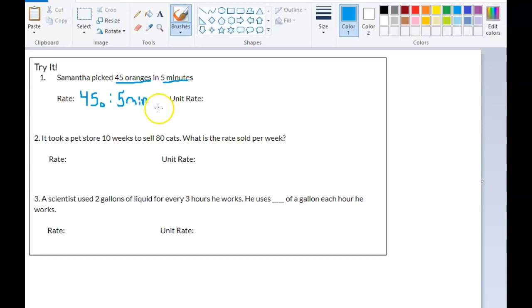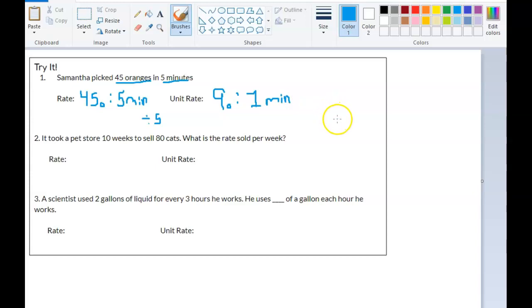Okay? Now, remember, I'm going to divide by that second number, so I'm going to divide both of them by 5. Okay? 45 divided by 5 is 9 oranges. Okay? 5 divided by 5 is 1 minute. So for each minute Samantha's out there, she's picking 9 oranges for us.